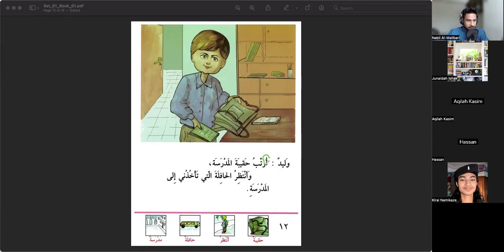Okay? Here, we can see a certain pattern in the word. First one is the alif. Whenever you see an alif in front of the word, it means I am doing it. Okay? Not he is doing it, not she is doing it, not you are doing it, but I am doing it. So in this case, أرتبُ, I arrange حقيبةَ المدرسة. حقيبة means the bag. المدرسة, school. Okay? In the Arabic language, the word madrasa doesn't necessarily mean religious school. It means a normal school. Okay? Hakibata al-madrasa. He's arranging his school bag.